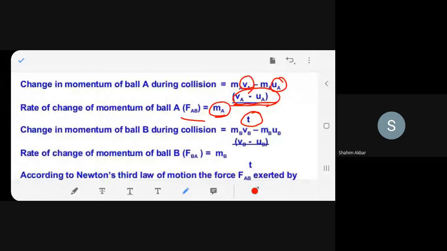This much have you understood, of ball A? Yes, ma'am.